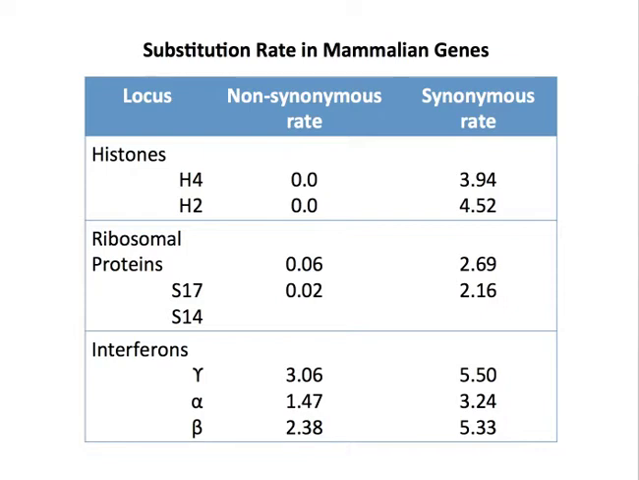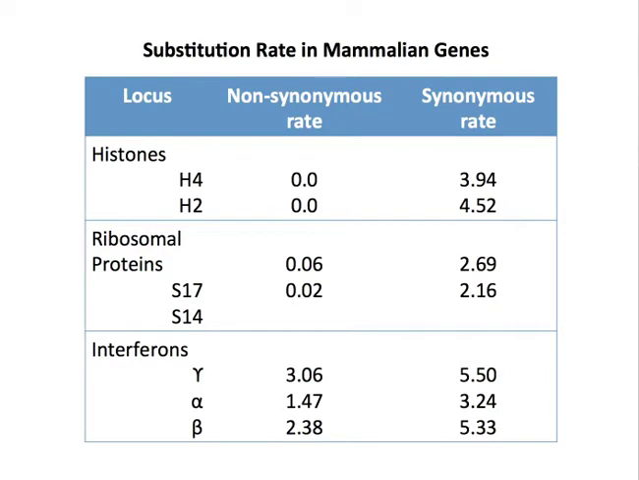So learning about the rate and type of mutations can tell us something about selection at the level of the gene. With histones and ribosomal proteins, that selection is really strong, so they have to stay the same. There can't be a lot of changes. And then with interferons, the selection is a little bit looser. There's a little bit less selection, and it allows for more non-synonymous mutations.